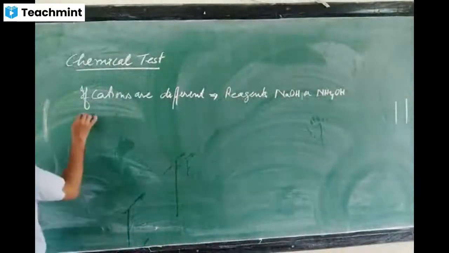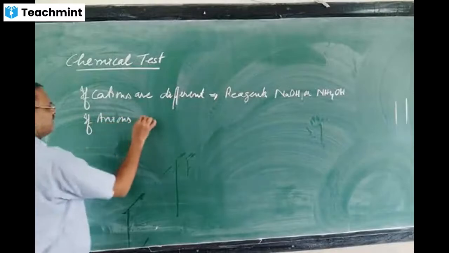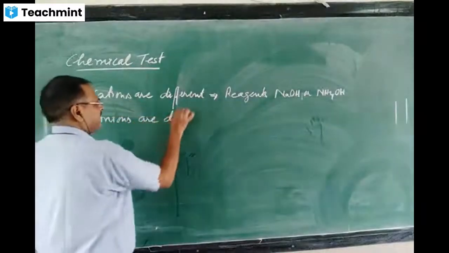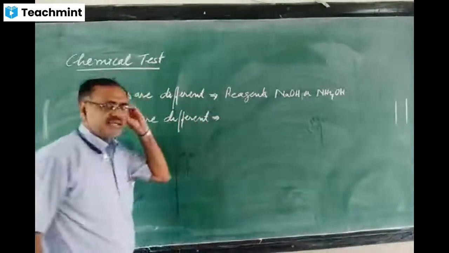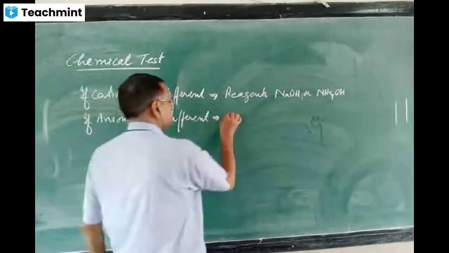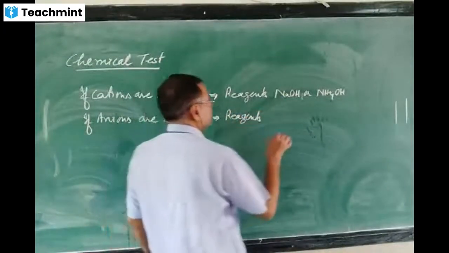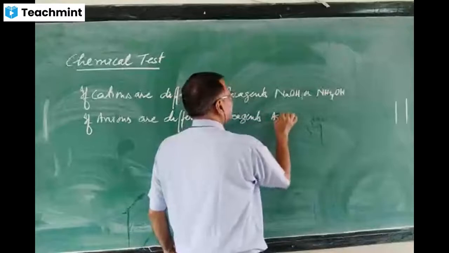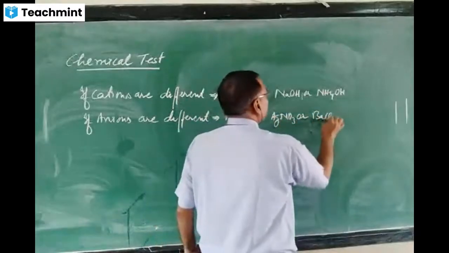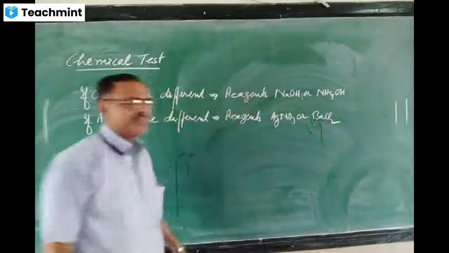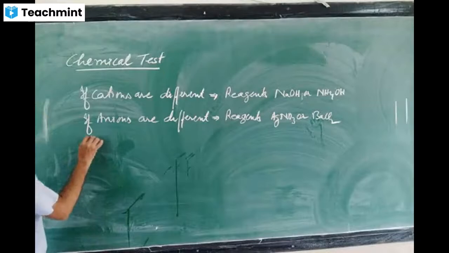Second, if anions are different, the reagents used are silver nitrate or barium chloride solution.